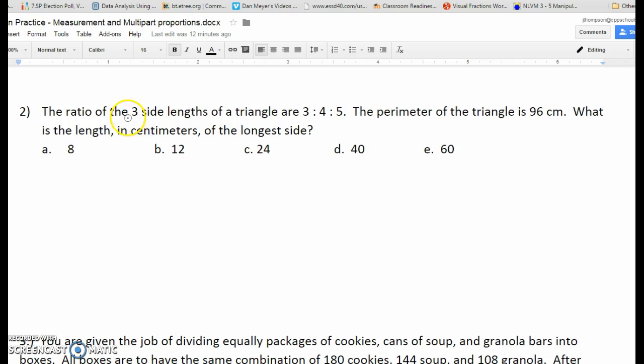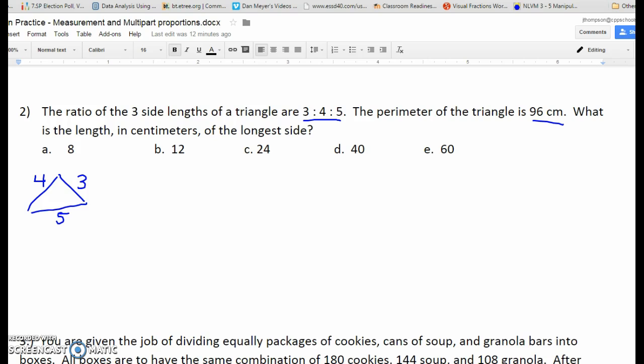So you've got the ratio of three side lengths of a triangle are 3 to 4 to 5. That ratio gives you the comparison of the sides, of their sizes to each other. If I picture it here, I've got this triangle, and it's got a short side, a medium side, and a long side. And we know the perimeter is 96 centimeters.